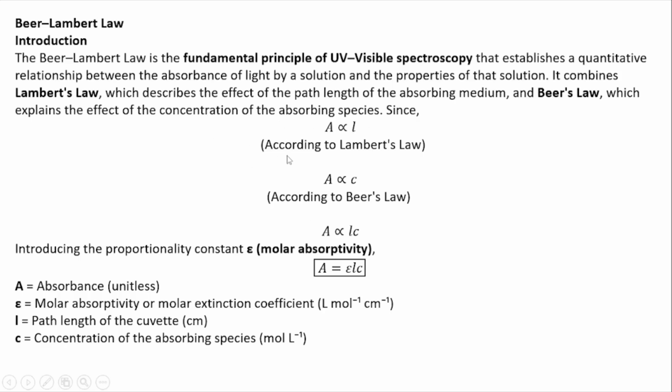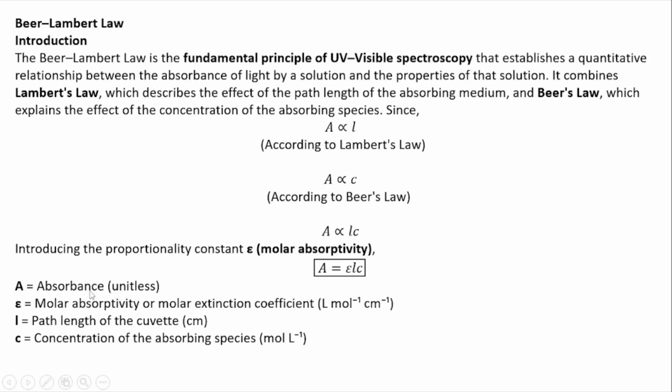Since according to Lambert's law, capital A, that is absorbance, is directly proportional to the path length L. According to Beer's law, capital A, that is absorbance, is directly proportional to C, that is concentration. And according to Beer-Lambert's law, absorbance is directly proportional to LC, that is path length and concentration. When we replace this proportionality sign, we get a proportionality constant, epsilon, which is nothing but the molar absorptivity, also known as molar extinction coefficient. And hence we get A equals epsilon LC.